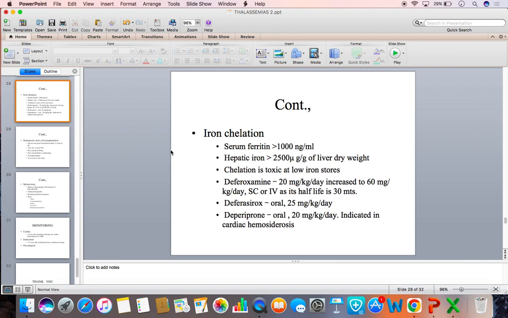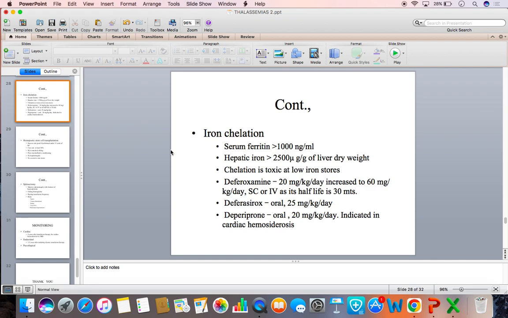Iron chelation. When do you give iron chelation? Monitor the patient with a regular estimation of serum ferritin. When the serum ferritin level is more than 1000 nanograms per ml, and hepatic iron is more than 2500 micrograms per gram dry weight of the liver, okay, start the chelation. Chelation is toxic at low iron stores. Don't do chelation therapy when the serum iron levels are low.